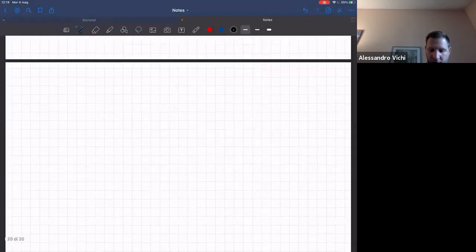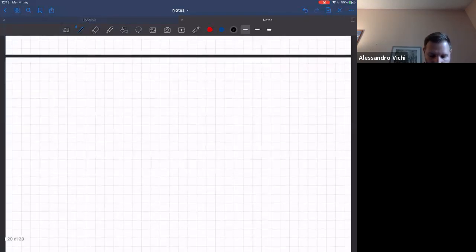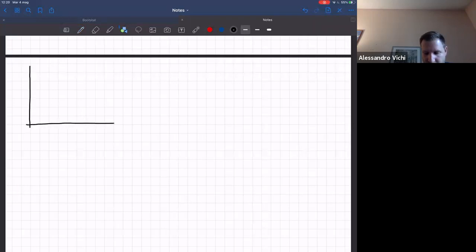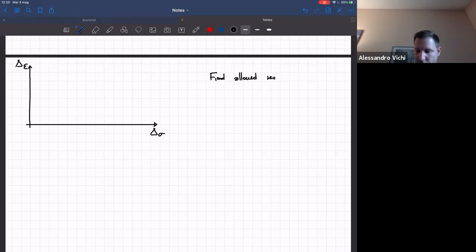So at this point, the next point in our algorithm was to check the consistency of the spectrum. And I can do this by varying these two parameters, delta sigma and delta epsilon. For any delta sigma and delta epsilon, I can check whether the spectrum that I obtain is consistent with crossing or not. And we will find an allowed region or disallowed region.